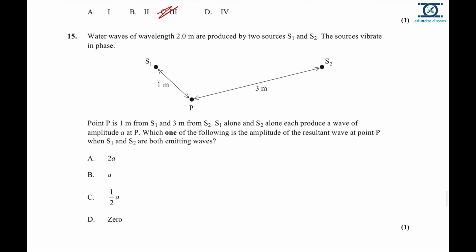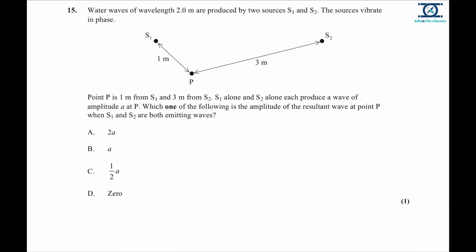Okay, now question number 15 again. A water wave of wavelength 2 meter is produced by the two sources S1 and S2. The sources vibrate in phase. The point S1 is 1 meter from point P and S2 is 3 meter. S1 alone and S2 alone each produce a wave of amplitude A at P. So let us say this is the amplitude, assuming like this. These are in the same phase.